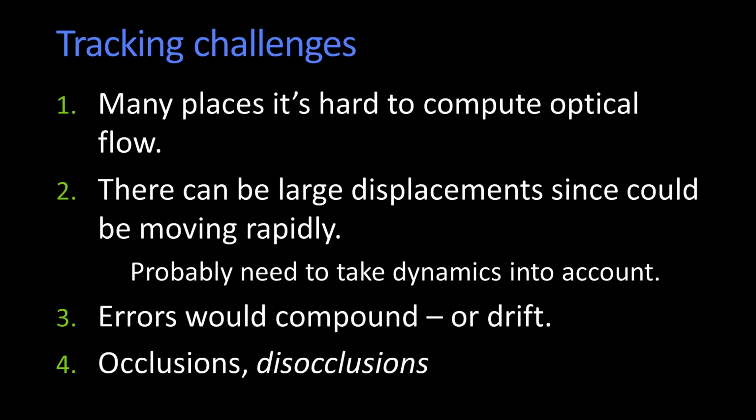And then finally, another problem is what are called occlusions or disocclusions. Occlusion is when something gets occluded. Disocclusion, maybe unocclusion is a better word. Basically, it appears from behind something. So something appears: was it something that I had lost before, or is it something new? And how do I do that kind of tracking?